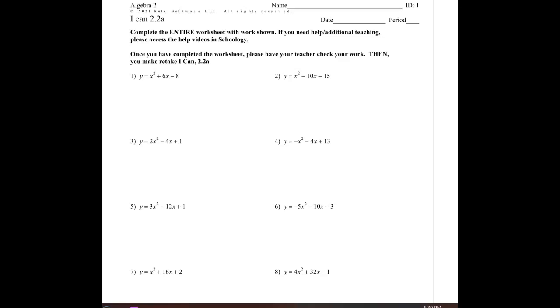So this is your video for 2.2a retake on changing from standard form to vertex form. This process does involve completing the square, and I'm going to be going through the first 6 examples with you.